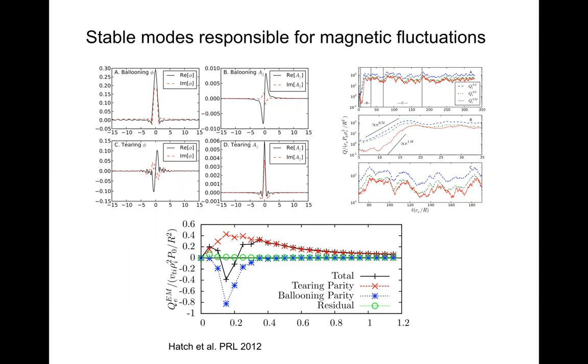So what we found with this proper orthogonal decomposition is that the total heat flux spectrum, this weird curve here in black, is the superposition of the contribution from the ITG mode, which actually has a negative contribution, and this second mode here, which we call tearing parity, which has a positive contribution.